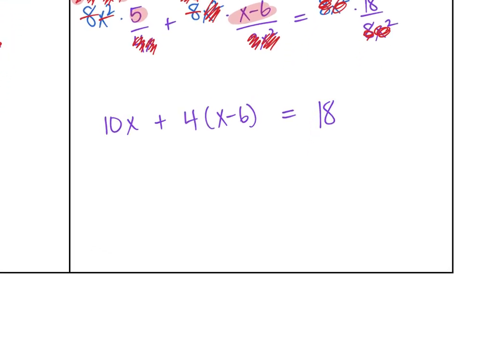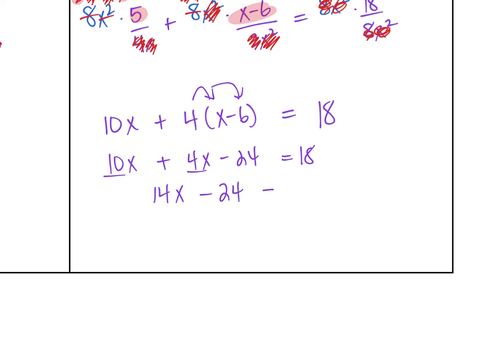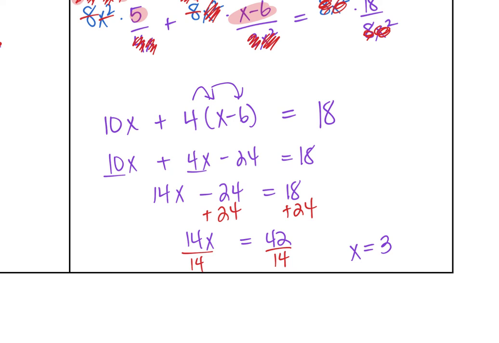Okay, so now let's simplify this. We never want parentheses, so let's multiply that in. Combine our like terms. Move that 24 over by doing the opposite operation, and divide by 14. So let me put this in the calculator really quick. That gives us 3. So our answer here is 3.